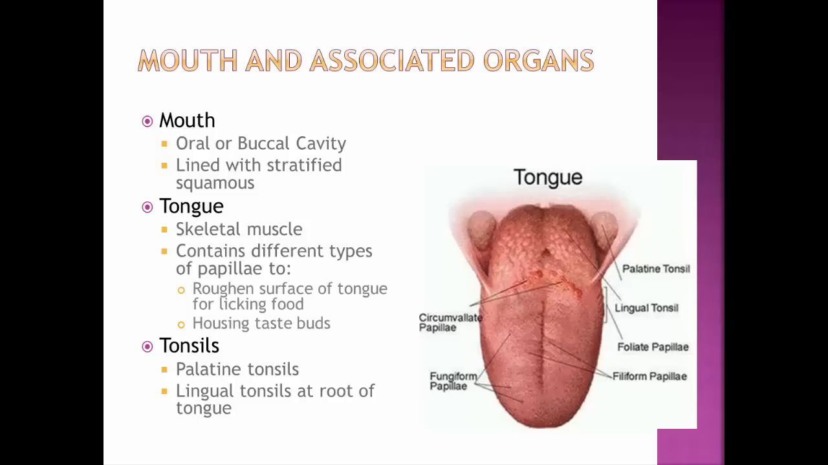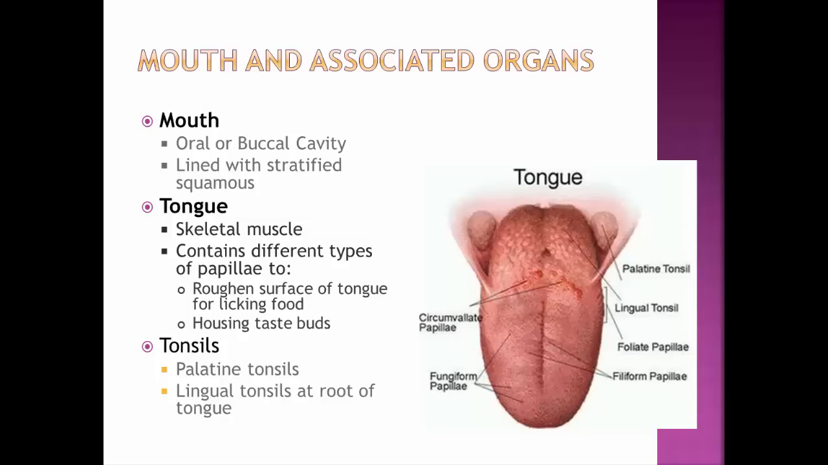So starting with the mouth. The mouth, of course, is also called the oral or buccal cavity. It's lined with stratified squamous epithelium, so that we've got a nice protective layer that can deal with the roughness of the food and can have cells sloughed off and still have underlying cells below it, so that way we don't break the surface and allow bacteria to get into deeper tissues. The tongue, of course, is made of skeletal muscle, to move the food around and then to help reposition it so we can chew.